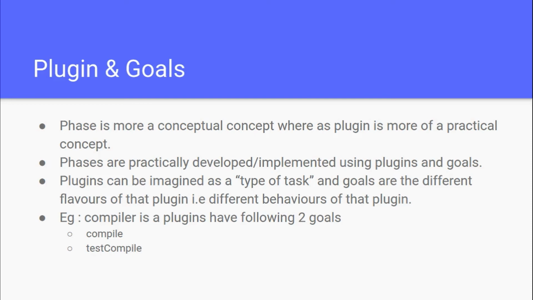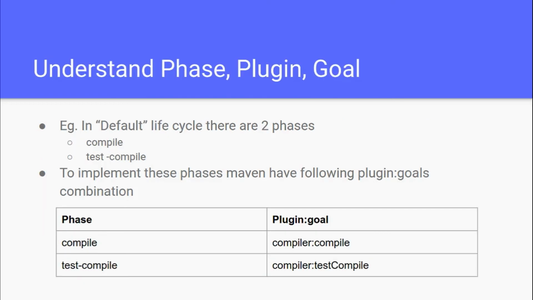So we have to provide a goal to a plugin, and the combination of the two will contribute to a phase. For example, compiler is a plugin having the following two goals: compile and testCompile. Let's move ahead and understand it more clearly. Let's take an example of the default lifecycle. In the default lifecycle, we have many phases, but we are taking two as an example: compile and test compile. These are the two tasks that have to be performed in the default lifecycle of Maven.